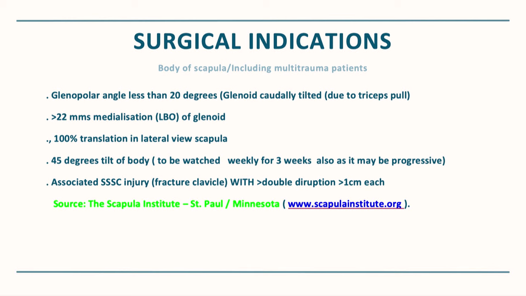Surgical indications for the body. Glenopolar angle less than 20 degrees. More than 22 millimeters of medialization, lateral border offset of the glenoid. 100% translation in the lateral view if there is no contact. 45 degree tilt of the body in the lateral view, but since it keeps on increasing, it should be measured at weekly interval till 3 weeks. If till 3 weeks it has not gone more than 45 degrees, you can rest with the comfortable. And associated SSSC injuries with either double disruption, triple disruption or more, but it should be more than 1 centimeter to get it operated.